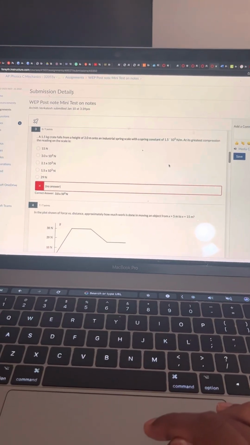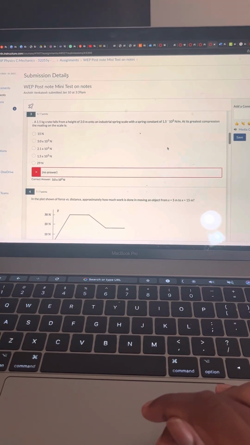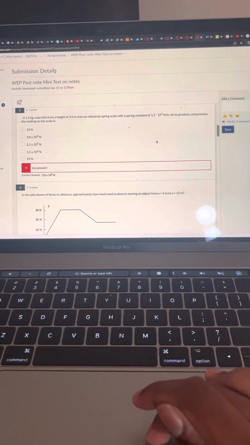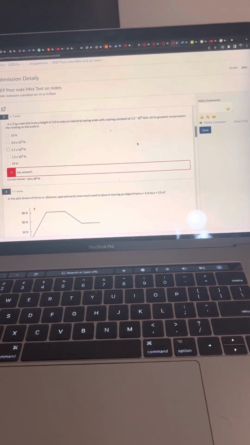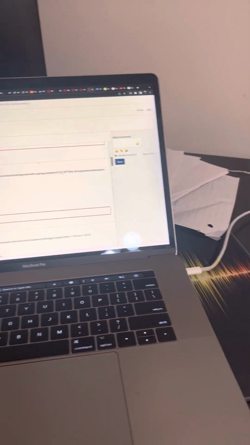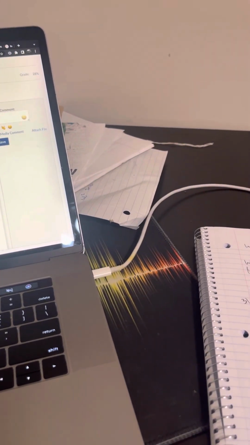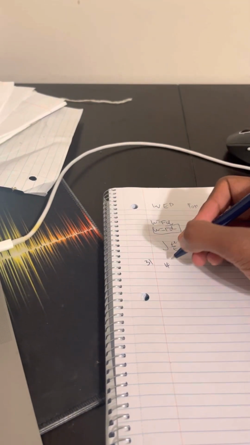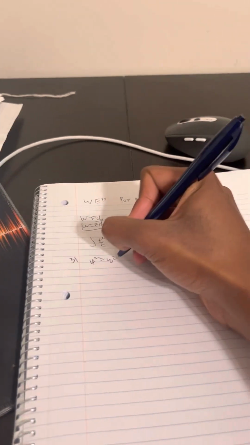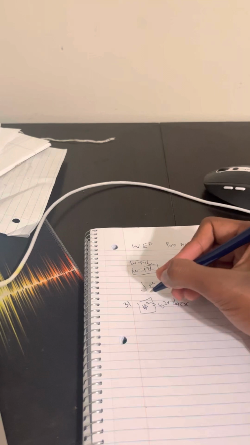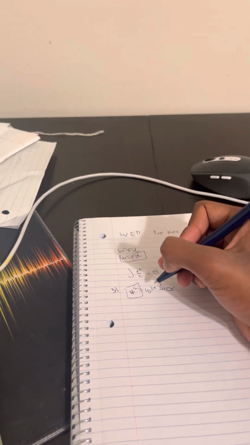Number 3 says a 1.5 kg crate falls from a height of 2 meters onto an industrial spring scale with a spring constant of 1.5 times 10 to the 5th newtons per meter. At its greatest compression, the reading on the scale is... So the way to answer this question is we can find the velocity at which the block lands using kinematics, right? So we can use equation 5, v0 squared plus 2a delta x, to solve for your final velocity as it lands onto the scale.